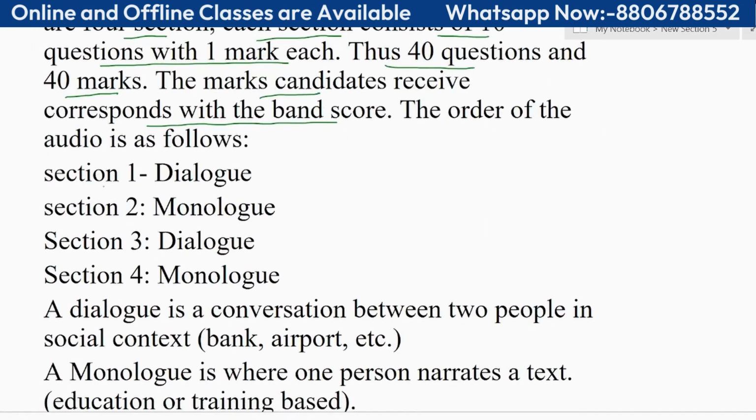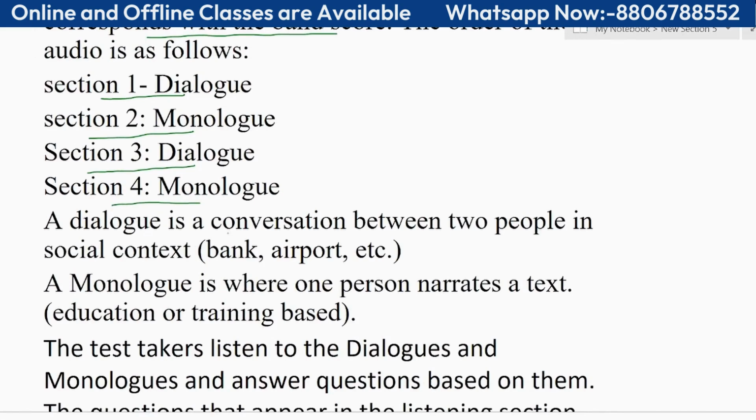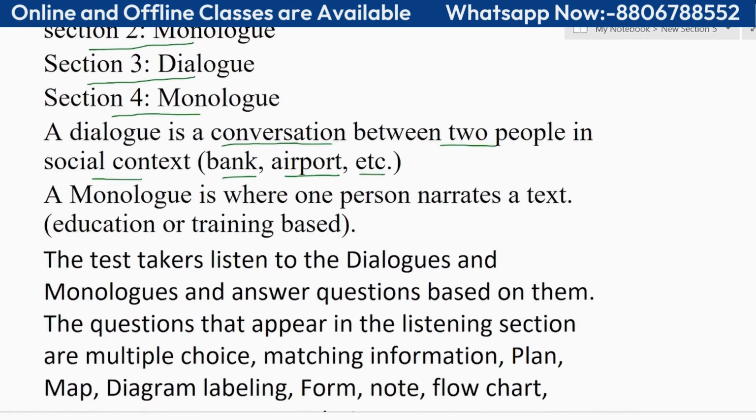So in section 1 there will be a dialogue, in section 2 there will be a monologue, in section 3 there will be a dialogue, and section 4 again a monologue. Now, a dialogue is a conversation between two people in a social context, which can be at the bank, airport, etc. And a monologue is where one person narrates a text. So it will be education or training based. Now, test takers listen to the dialogues and the monologues and answer the questions based on them.